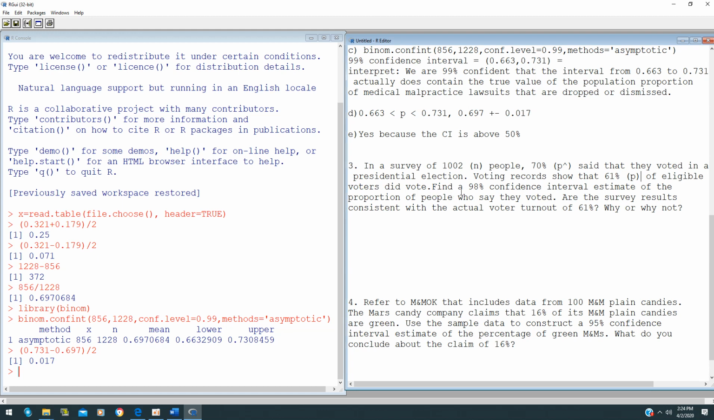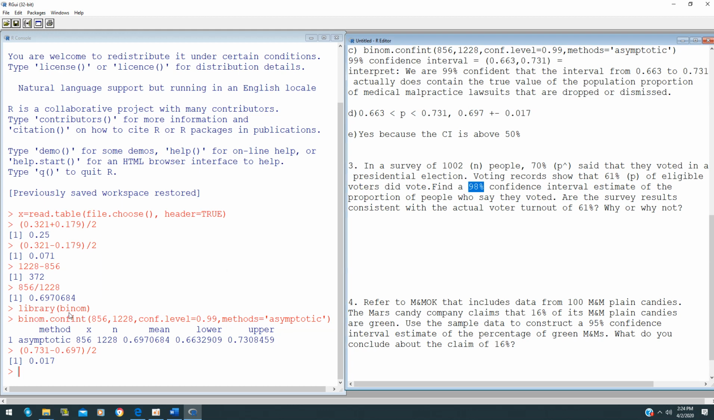Then this question is asking us to find a 98% confidence interval to estimate the people who actually turned out to vote, and then they ask, is the survey, which is the 1,002 people, consistent? Consistent means kind of the same or equal, or does it capture the real turnout of 61%? Why or why not?